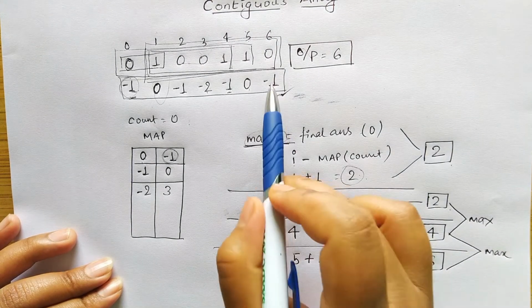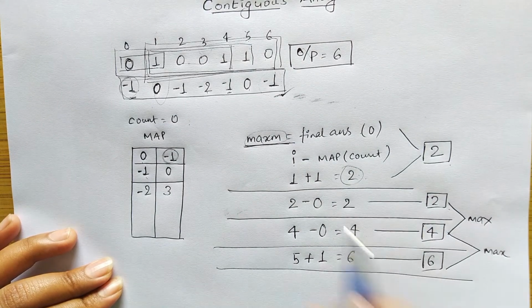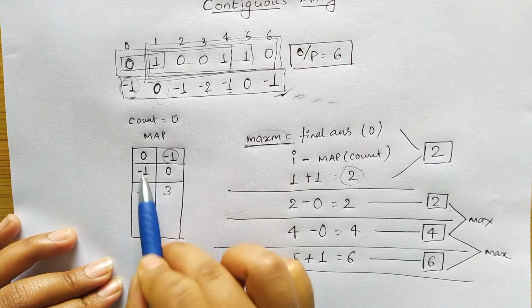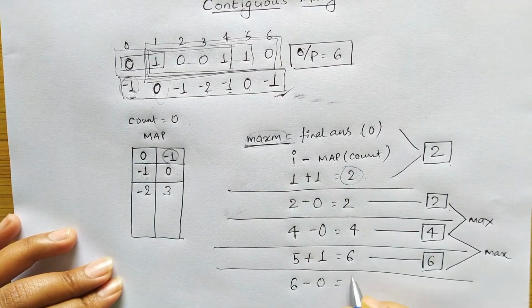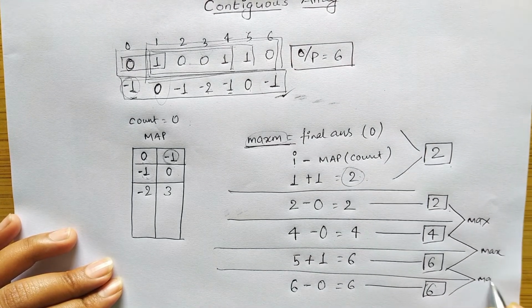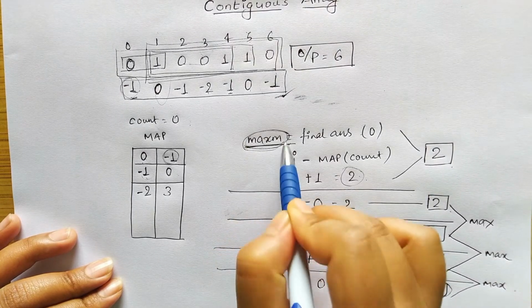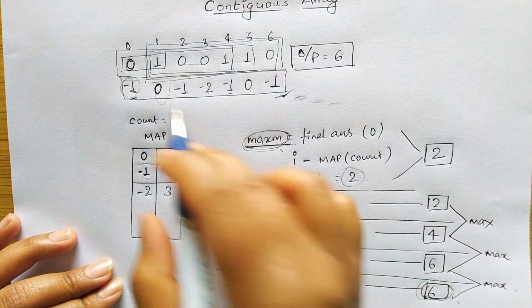After that, at the last we have -1. -1 is already present. So what we do is take the current index, which is 6, and subtract the index of the sum that we got, which is 0. 6 minus 0 is 6. So again it will remain 6, taking the maximum of this 2. So our final answer is 6, and we return the maximum answer. So the answer is 6 here.